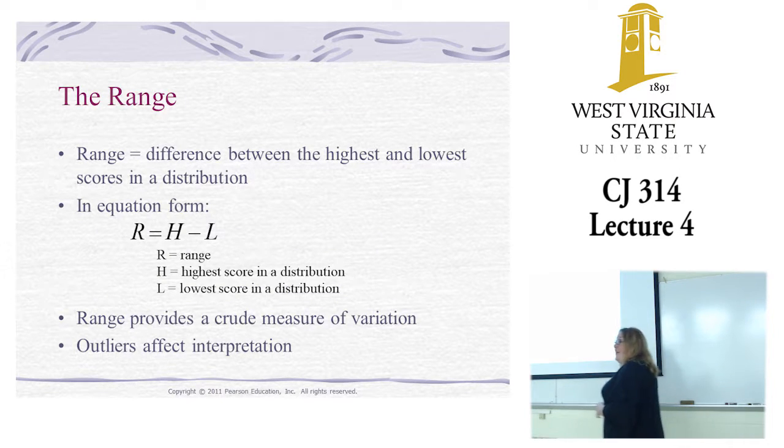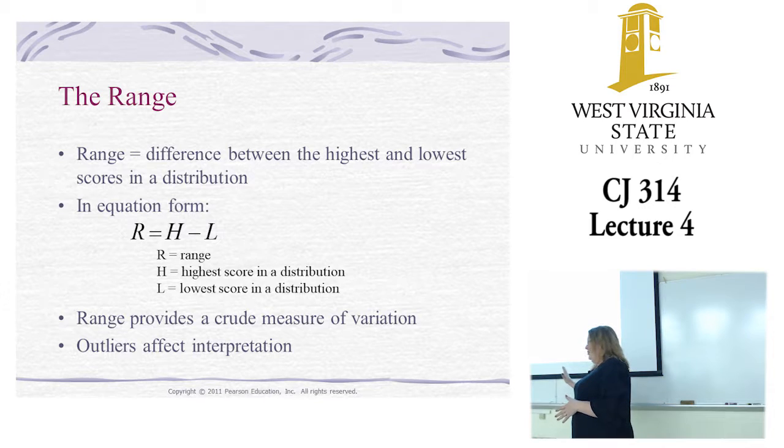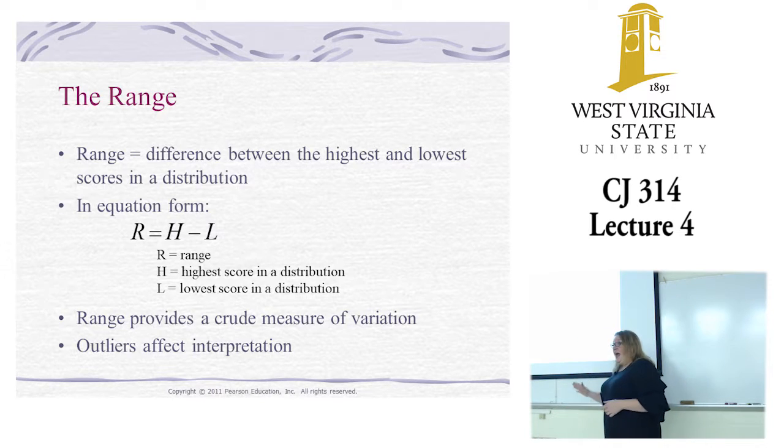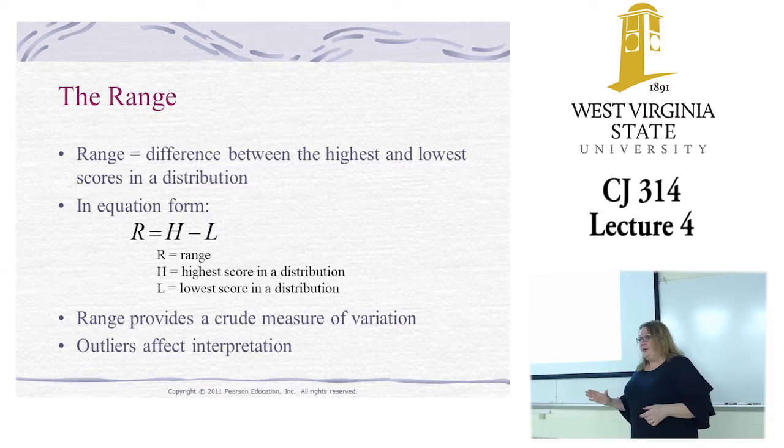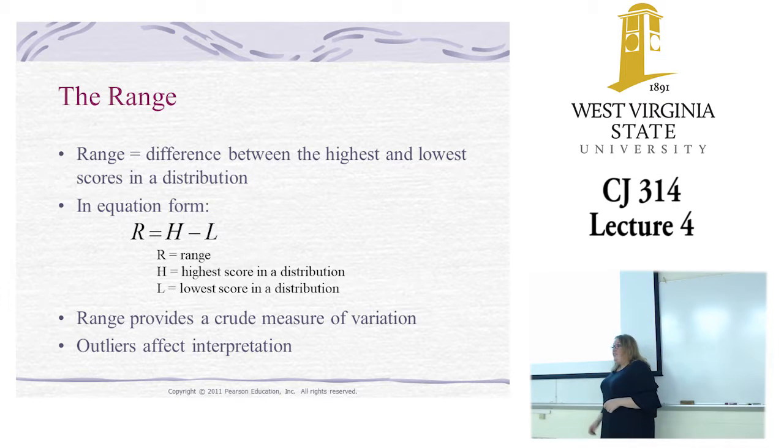First variation method is easy. Range. Range is your high score minus your low score. That's it. It's that easy. That's all there is to range. Range is really rudimentary though. Range doesn't tell us a lot. It's a crude measure. All it does is tell us the difference between our highest number and our lowest number.